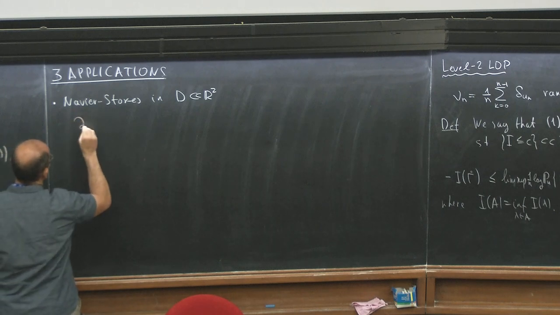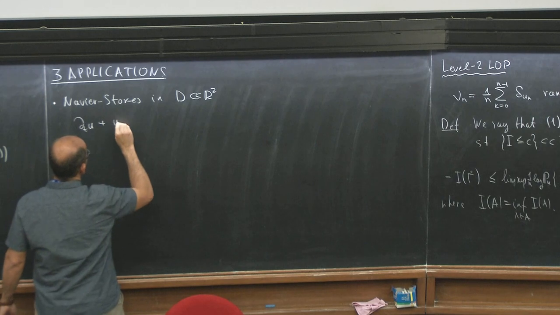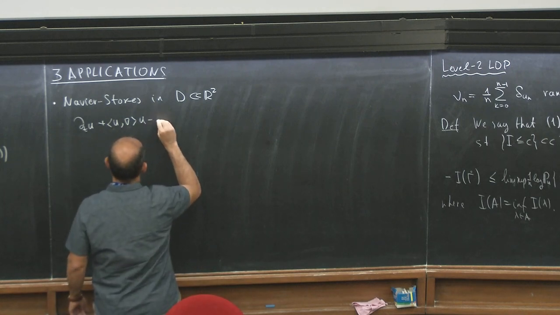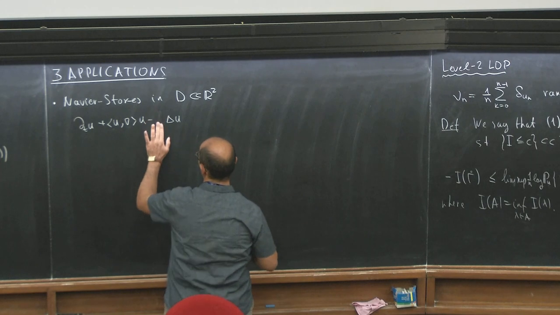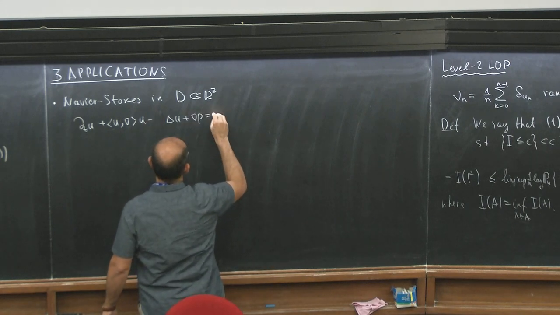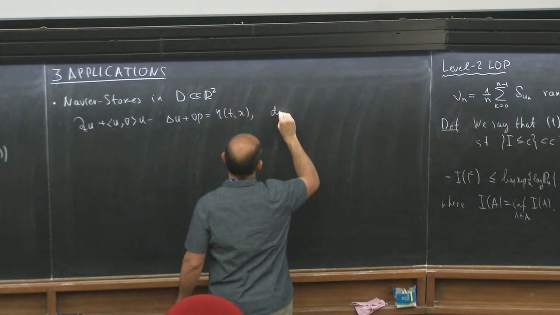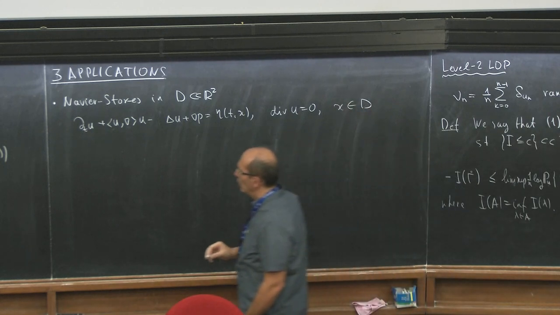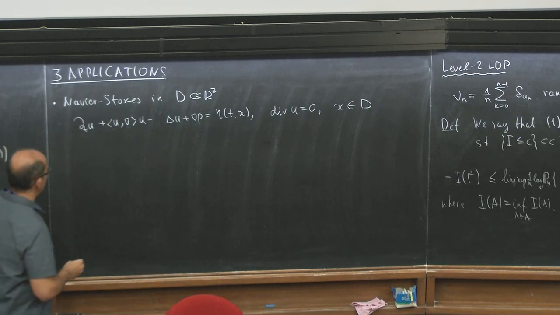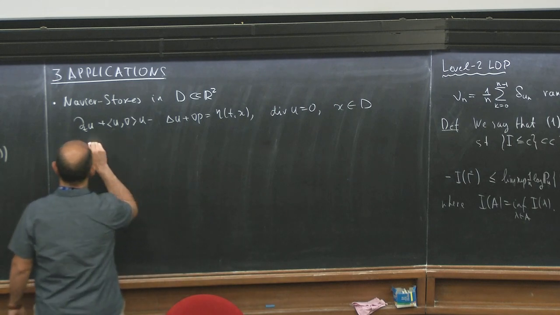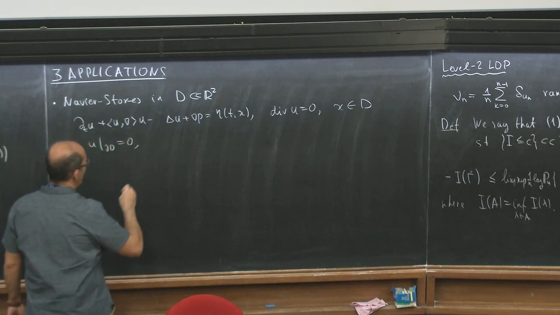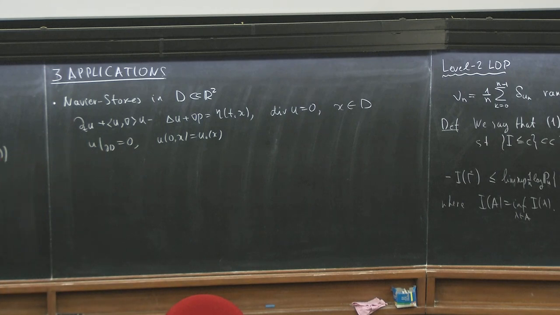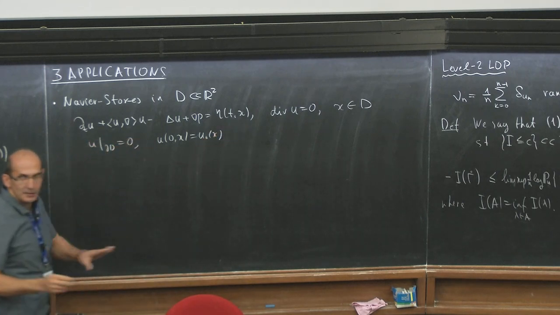Let me remind you of the form of Navier-Stokes: d_t u plus (u, nabla) u, where of course this is just the scalar product in R^2, minus nu delta u plus nabla p is equal to eta of t, x. The divergence of u is equal to 0, and everything happens in a bounded domain D. We impose Dirichlet boundary condition, so u on the boundary is equal to 0, and some initial condition u(0, x) equals u_0 of x. I will specify in a second the exact form of eta, but it's exactly the same as in the mini course.